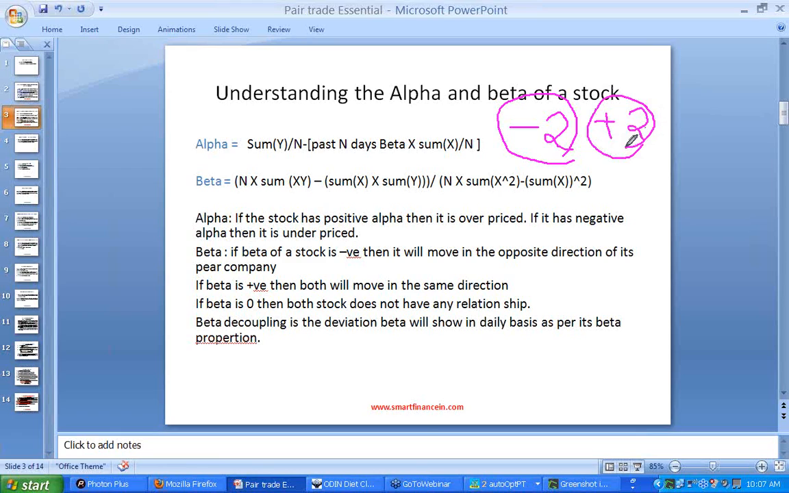In case of a positive decoupling, remember this one. X and Y are two things. Many of you are my seminarians. Can anyone tell me, if the decoupling is positive, which one is to be bought and which one is to be sold? Many of you have joined my paid programs. So can anyone tell me?